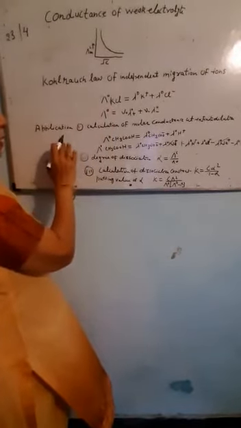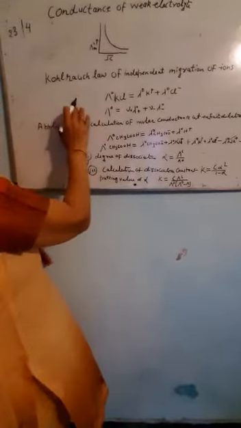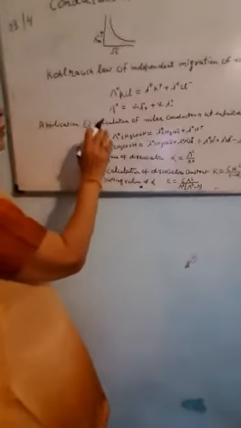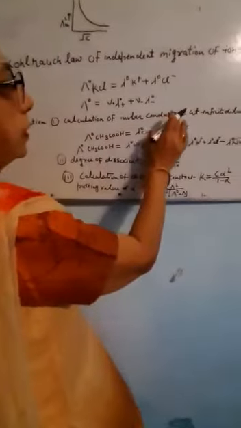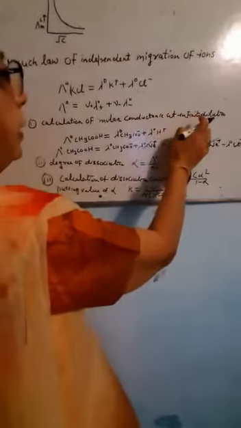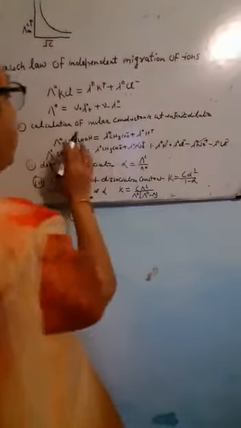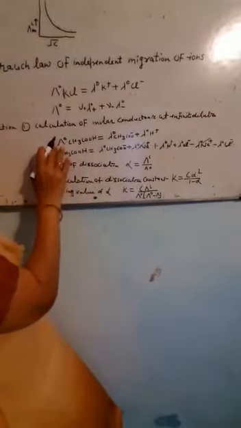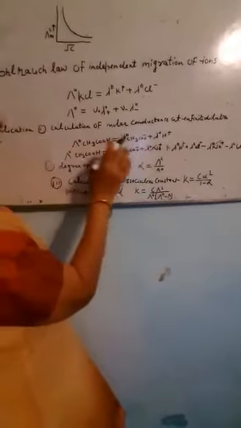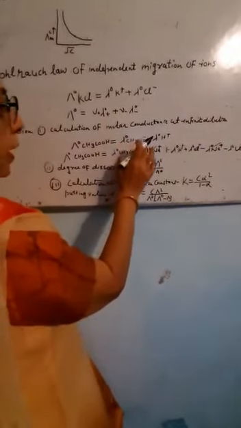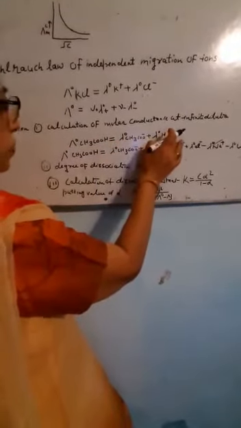There are certain applications of this Kohlrausch's law. First, the calculation of the molar conductivities at infinite dilution can be done. For example, acetic acid is a weak electrolyte. It will be dissociated as acetate ion and hydrogen ion.